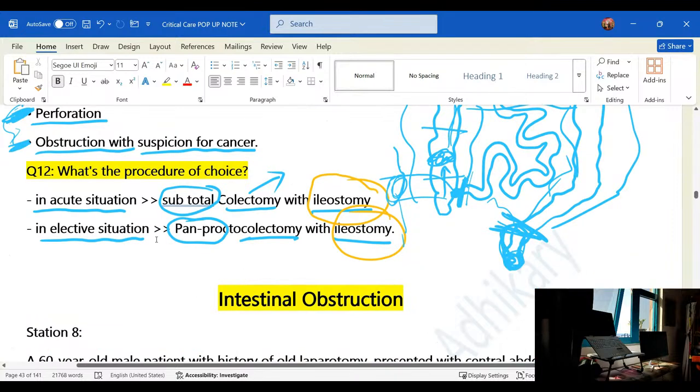What is the procedure of choice if it is an emergency? In an acute situation, we will do subtotal colectomy with ileostomy. In an elective situation, we will do pan-proctocolectomy with ileostomy.